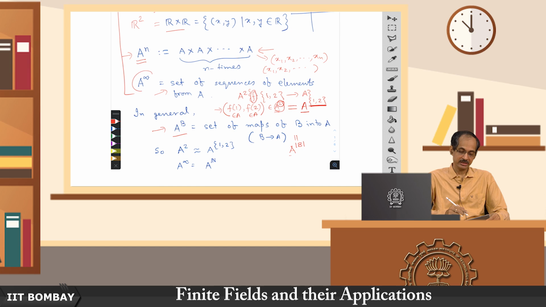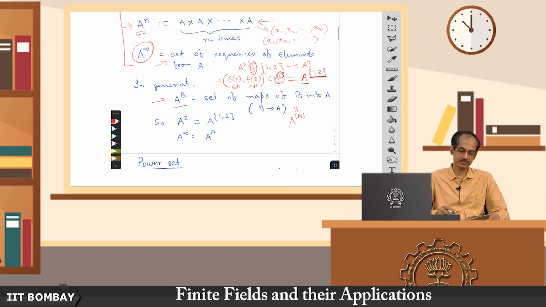And similarly, this quantity, the set of all sequences, can be thought of as the set of all maps from the natural numbers to A, because again if you take any map from the natural numbers to A, you can specify that map by specifying what is f of 1, what is f of 2, etc., right, which is an element from A infinity from our earlier definition. It is a sequence.